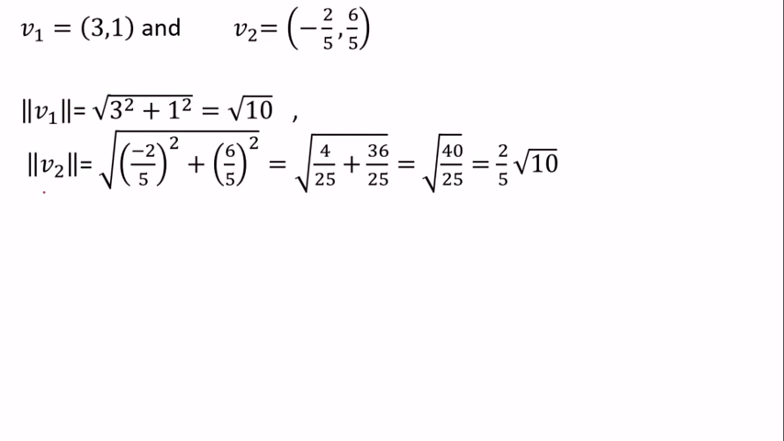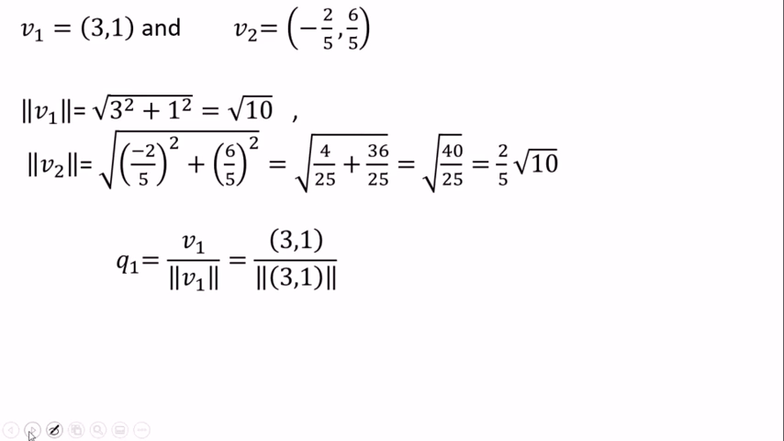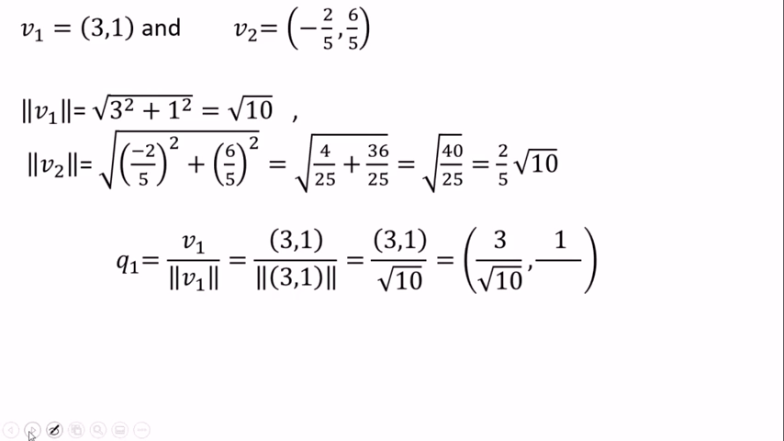Once you get v1 and v2, now we have to find q1 and q2. We know the formula, q1 is equal to v1 upon norm of v1. We know the value of v1 is (3, 1). We know the value of the norm of v1, so (3, 1) divided by root 10, or multiply this root 10 inside, so 3 upon root 10, 1 upon root 10. This is the value of q1.